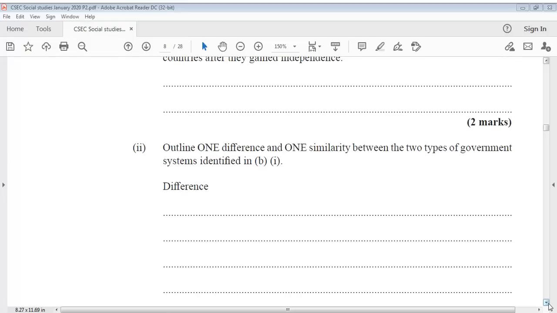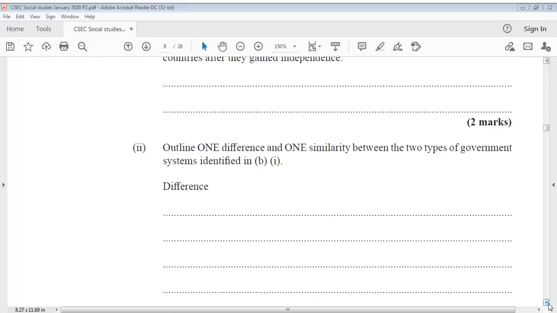So that's one difference. Another difference is that in a constitutional monarchy, the queen, even though being head of state, has little or no role in the actual governing of the country. So we know in a constitutional monarchy, the representative of the queen is the governor general, and the governor general has little or no role at all in the actual running of the country. We know that they only focus on the ceremonial duties within a country.